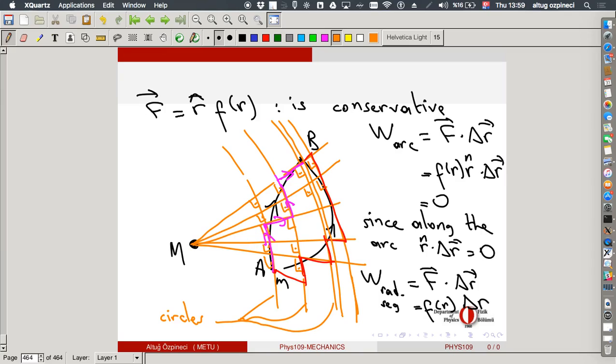The work done along this segment, let's say if it has one sign, the work done along this segment over here has a different sign. So if I just sum the work done along this segment and the work done along this segment, let me just draw one more circle over there.